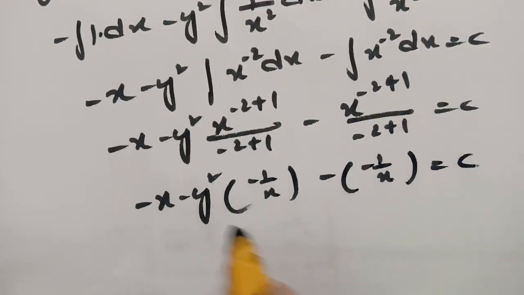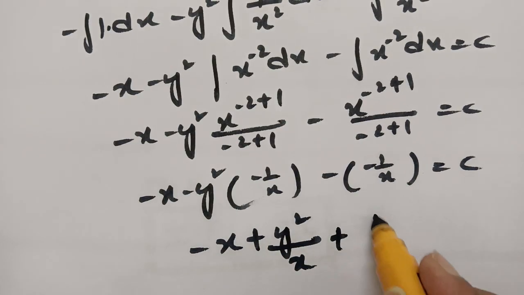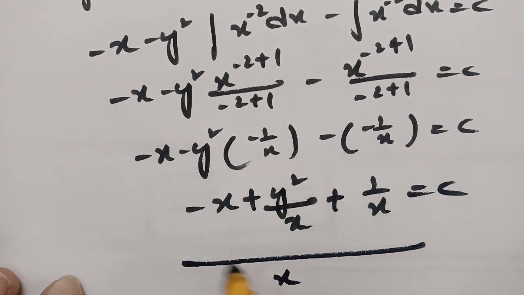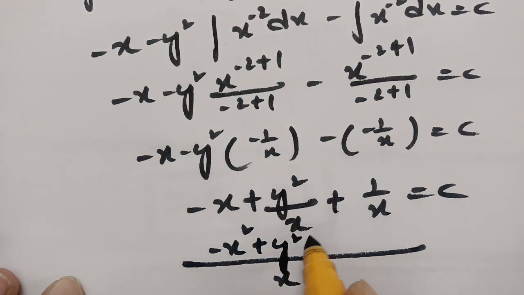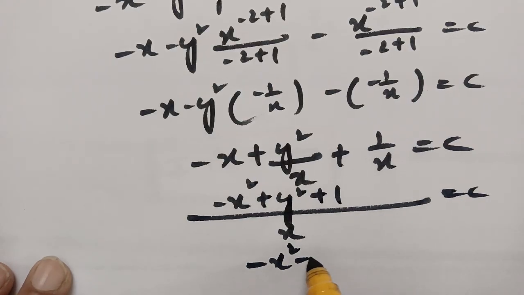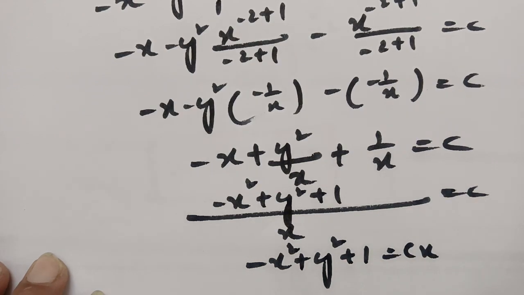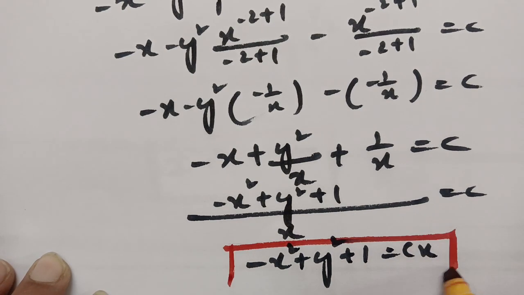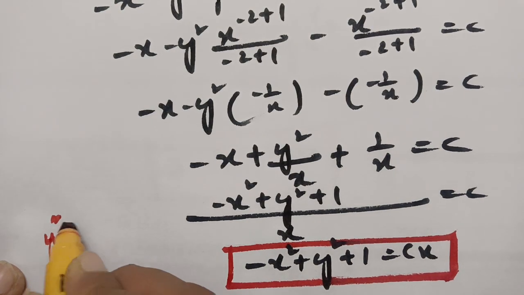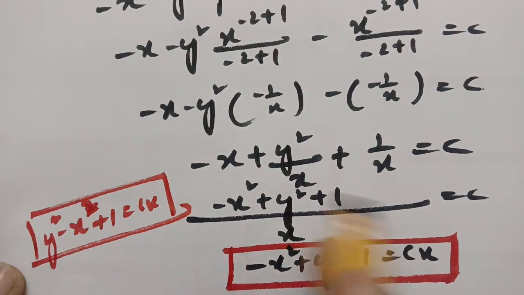Straight away you can write: minus x plus y square by x, and this is 1 by x, is equal to c. If I take the LCM as x here, this will be minus x square plus y square plus 1 is equal to c into x, and this is the required solution for the given differential equation. This can further be written as y square minus x square plus 1 is equal to cx. So this can be otherwise written as this one.